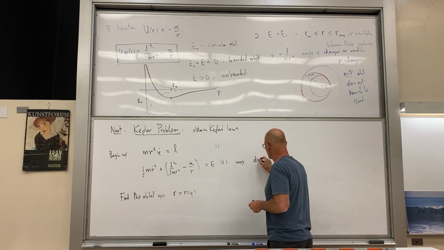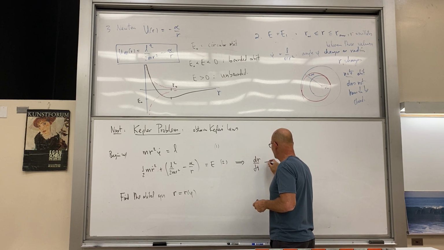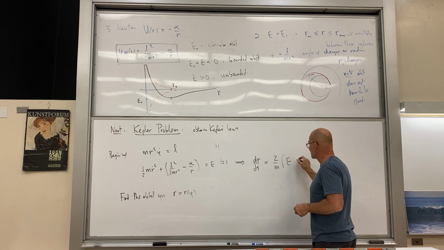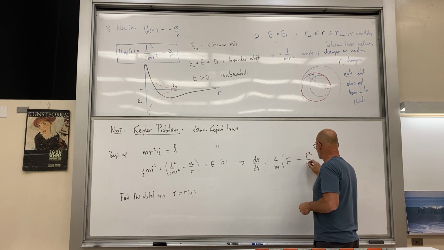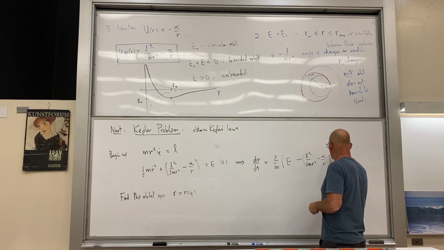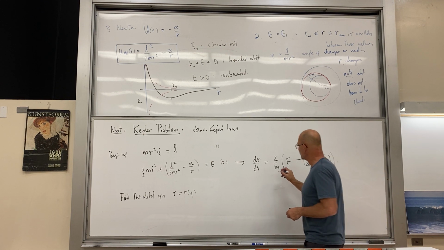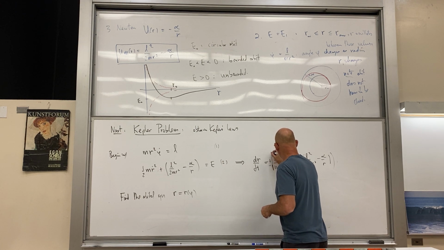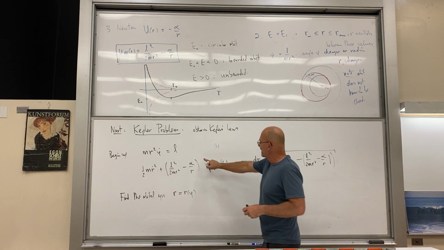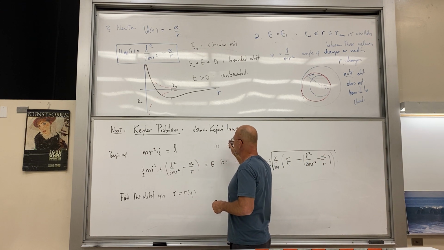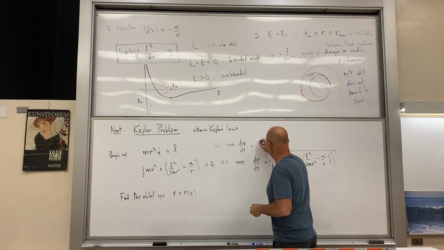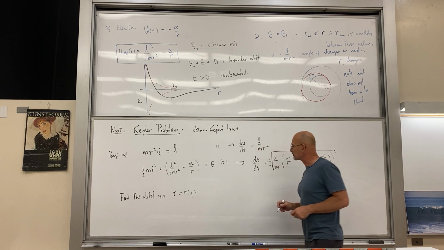So we have dr over dt is equal to plus or minus the square root of 2 over m times E minus L squared over 2mr squared minus alpha over r. So there's our dr. Now from equation 1, we can write d phi over dt is equal to L over mr squared, and we're just going to substitute.